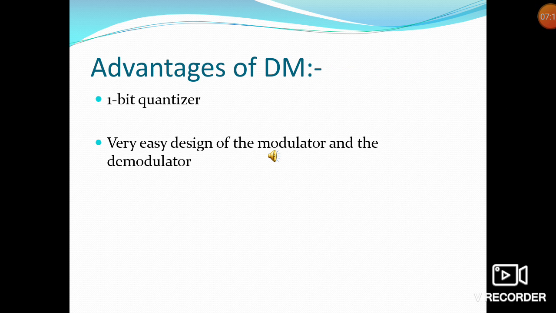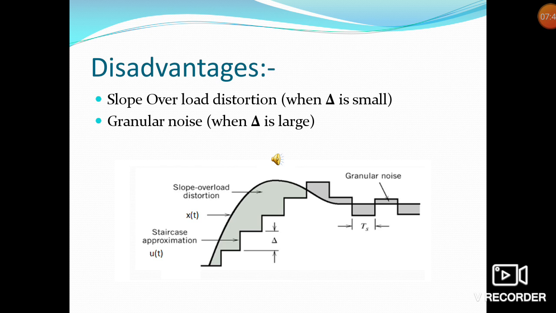Advantages of delta modulation. Delta modulation transmits only one bit for one sample. Therefore, the signaling rate and transmission channel bandwidth are quite small for delta modulation compared to pulse code modulation. The transmitter and receiver implementation is very simple for delta modulation. Disadvantages of delta modulation. There exist mainly two noises in delta modulation: slope overload distortion and granular noise or idle noise.